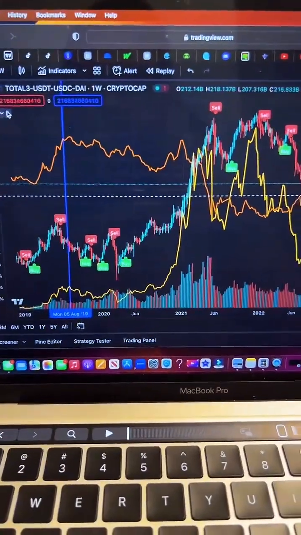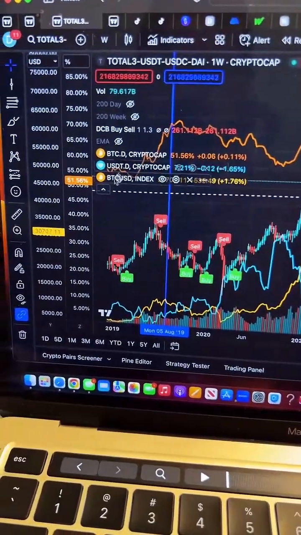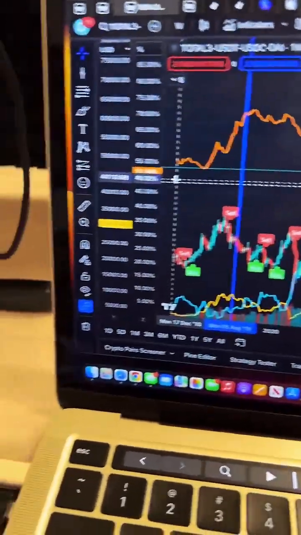Let me add in one more piece to the puzzle. This is Tether dominance. Meaning what percentage of the total crypto market cap does Tether take up? I chose Tether because it's by far the biggest stablecoin, right? So let's sum up before we look at Tether.